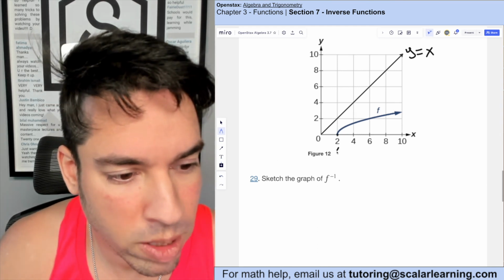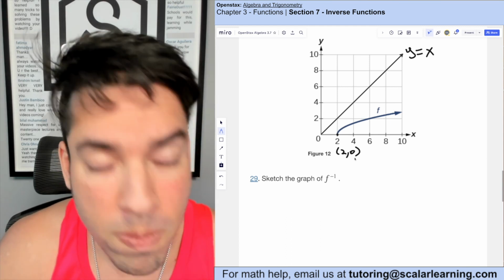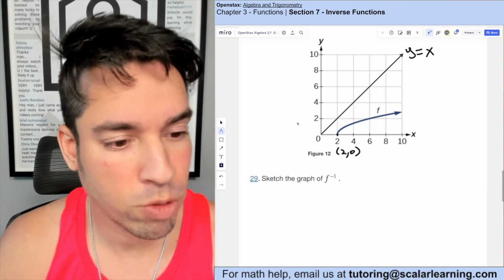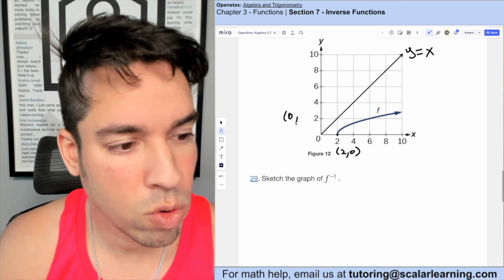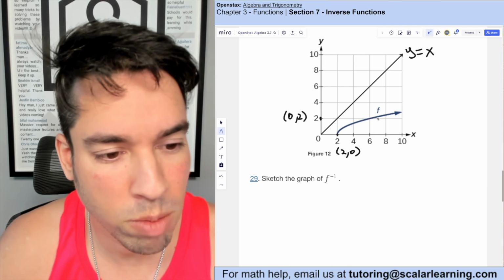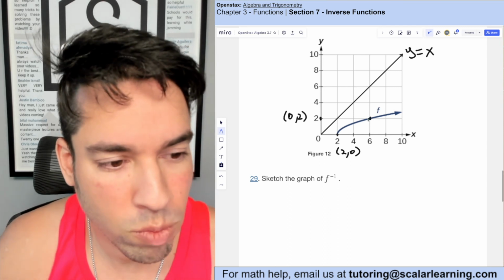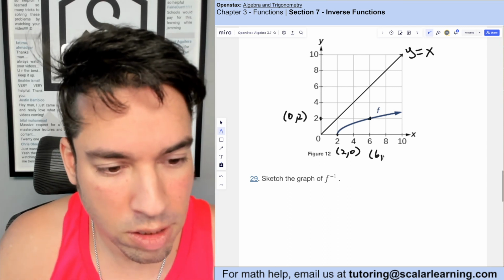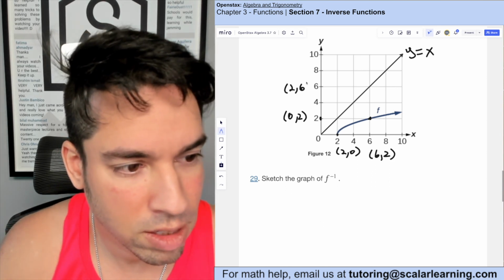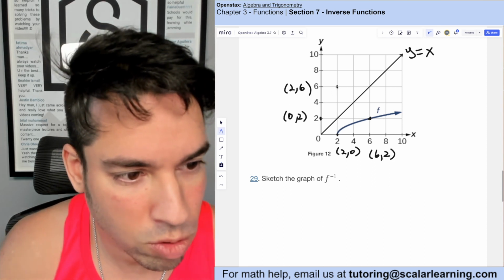So I see this point as (2, 0). The x's and the y's are going to be flipped on the inverse, which means that (0, 2) is going to exist for the inverse function, which is right here. So we already have one point. Then I see another nice point right here, which is (6, 2). That means (2, 6) is going to exist on the inverse. So now we got two points.